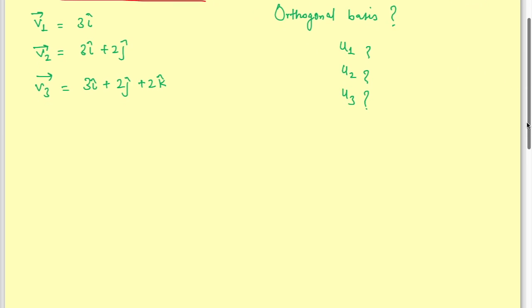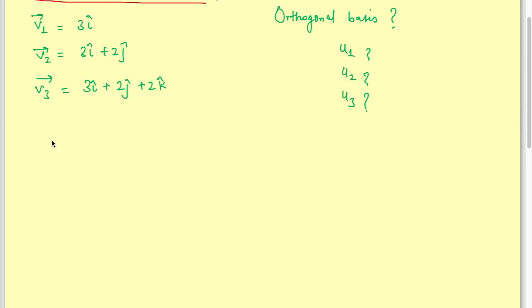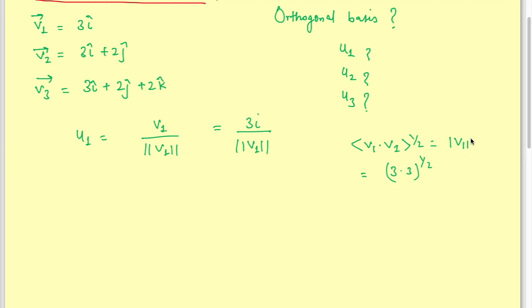So let's get started. So we have been given v1. To find the first orthogonal basis, we have to put our vector v1 and find the norm of our vector v1. Okay, so v1 is equal to 3i and norm of v1, sorry. So what is the norm of v1? It is nothing but v1 inner product with itself, so it will be 3 into 3, to the half. Okay, this is my norm of v1.